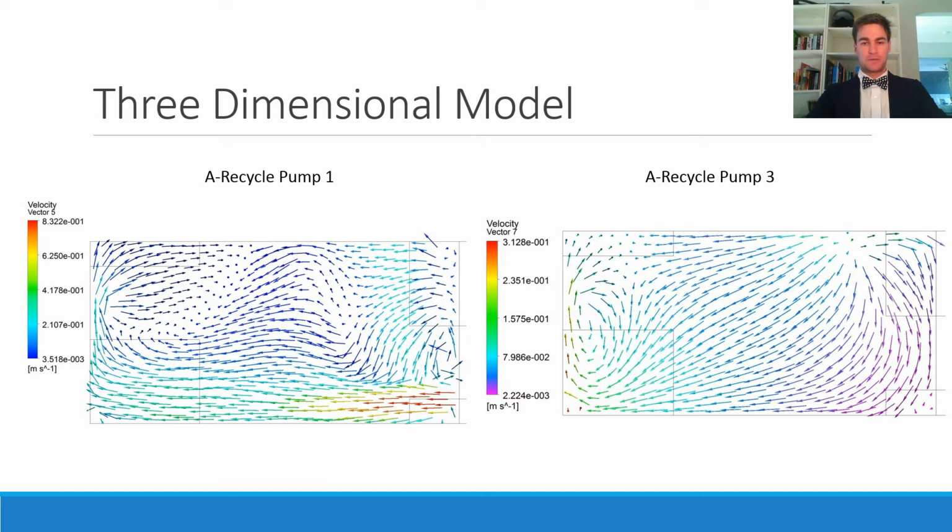Considering the right image for A-recycle pump 3, towards the right of the image, the flow can be observed to be low and in the downwards direction. Therefore, it is expected that settlement of microorganisms would occur in this region. However, if pump 3 was operational, this would overcome the low velocity in this region.